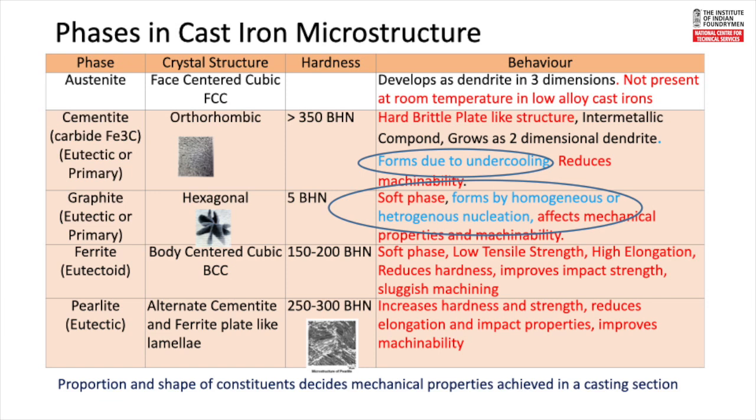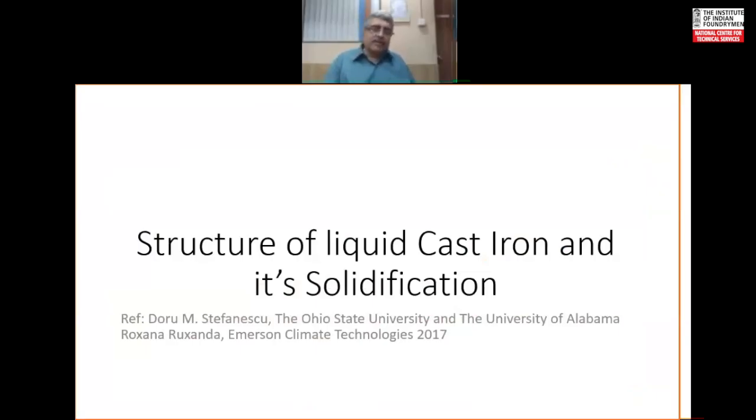So proportion and shape of constituents decide the mechanical properties that will be achieved in a given casting section. Let's have a quick look at the atomic structure of liquid cast iron, and then look at its solidification. The information I'm presenting is taken from an excellent review paper, a summary paper done by Mr. Stefan Skew from Ohio State University, published in 2017.